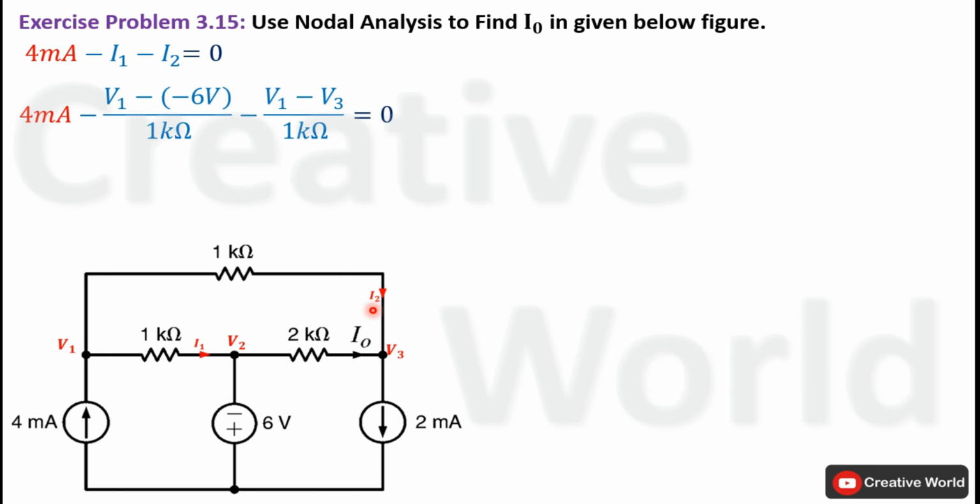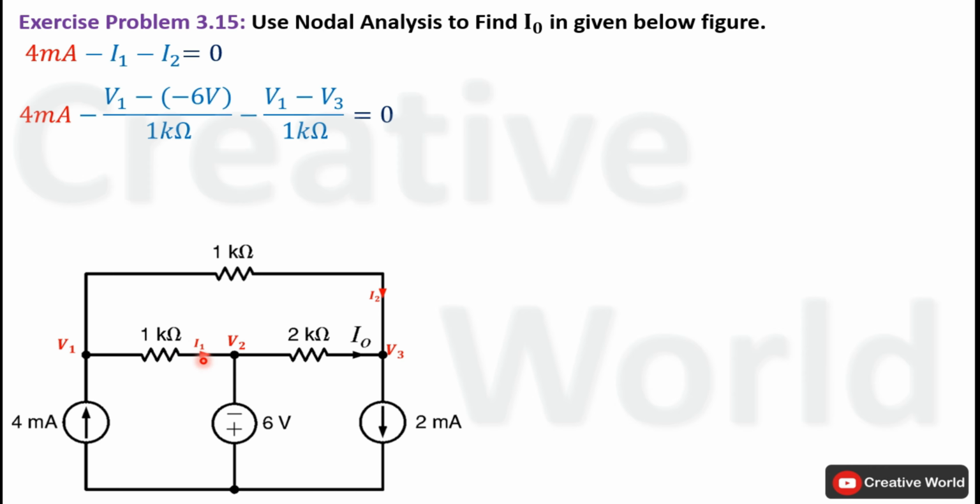Direction of current I2 through this 1 kilo ohm resistance is from node 1 to node 3. Which is indicating that potential on node 1 is higher than node 3. So the difference of these two node voltages will be taken as V3 will be subtracted from V1 and current through this 1 kilo ohm resistance, that is I2, will be equal to the difference of these two node voltages, V1 minus V3 divided by 1 kilo ohm.